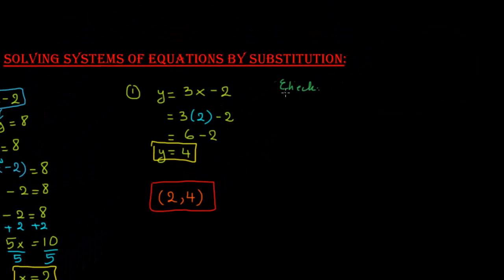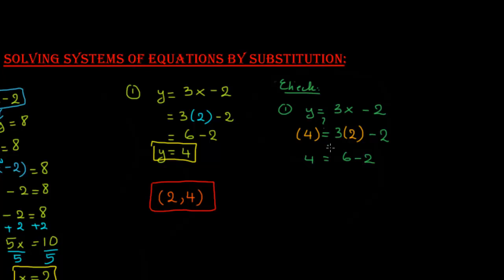So we're going to check the solution. The first equation is y equals 3x minus 2. We're going to replace y by 4 and x by 2. So we have 4 equals 3 times 2 minus 2. Are they equal to each other? 4 equals 6 minus 2, is that equal? 4 equals 4, that's correct. So (2, 4) satisfies the first equation.